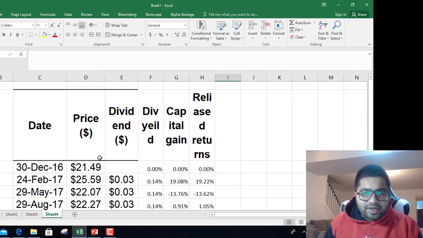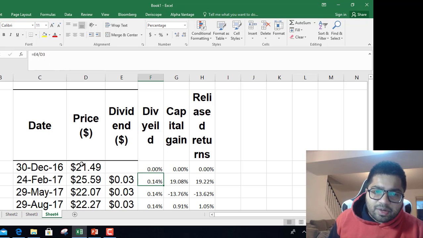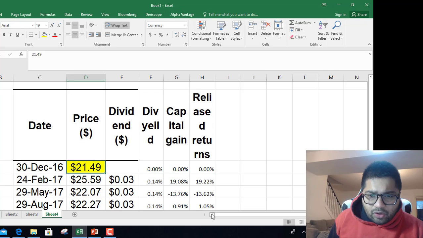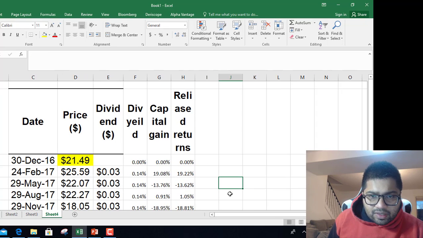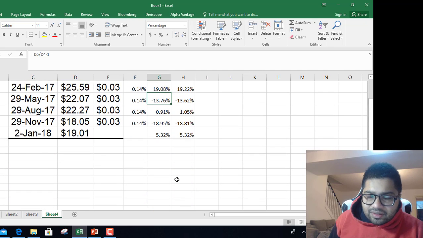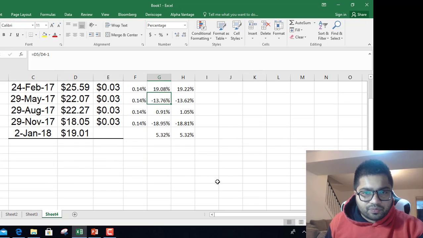So once again, how to find it out? Dividend yield is always dividend received divided by amount invested. Then capital gain is for every period, let's say for this period, current period's value divided by previous period's value minus 1. Okay, so we found out capital gains, and realized return is the addition of these two. Now we have realized returns.